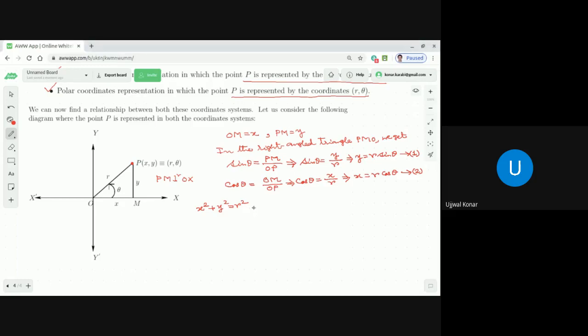So from here, what we get, dear students? From here we get r is equal to square root of x square plus y square. And here we are assuming that r is not less than 0. But in some conditions, r could be less than 0 if it is diagonally opposite. If it is diagonally opposite of the point P, then r is less than 0. But we are not discussing that in this context, because here we are considering the point P is in the first quadrant. So r is equal to square root of x square plus y square.